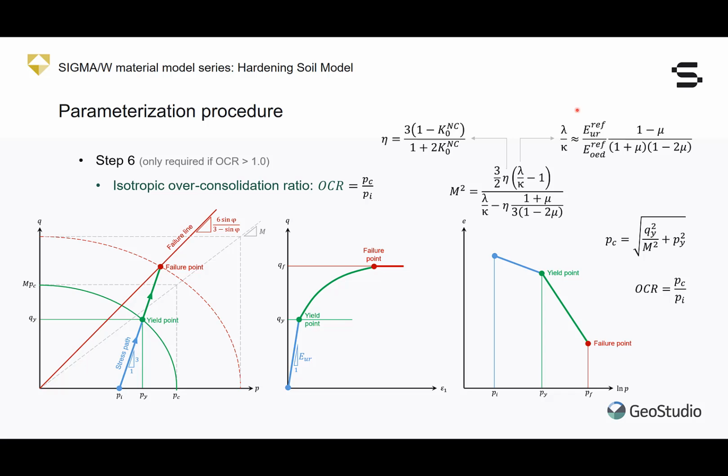of reference stiffnesses. Now, the entire procedure for determining OCR can be simplified if the stress path is instead that of isotropic compression, because in that case, the stress path tracks along the mean effective stress axes, meaning that the deviatoric stress is 0 and PC is equal to Py.